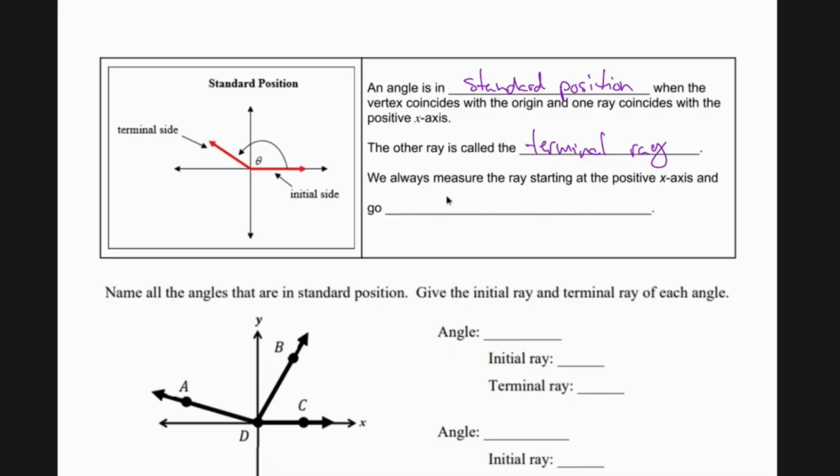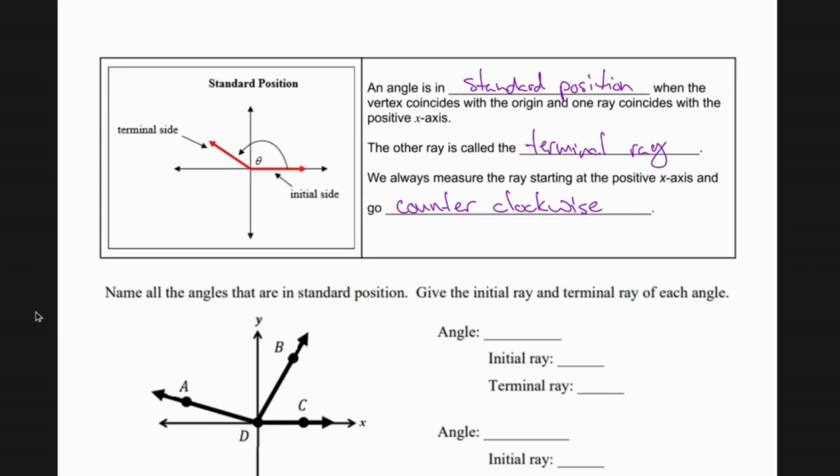We always measure the ray starting at the positive x-axis, and we always go counterclockwise. Always. So we're going to go in that direction. Okay?